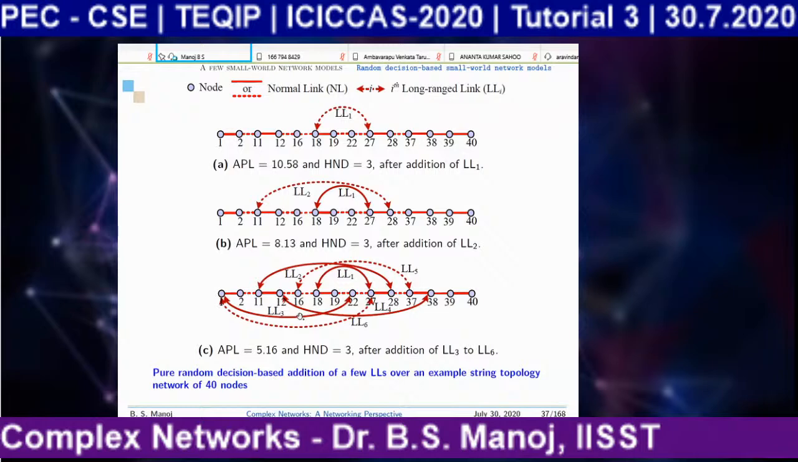Third stage, fourth stage, fifth stage, and after several stages, you will be able to add maybe several links. Maybe 6 links are added, 6 long links are added. So this network becomes a small world network by pure random decision-based addition of a small number of long links over this network topology of 40 nodes.